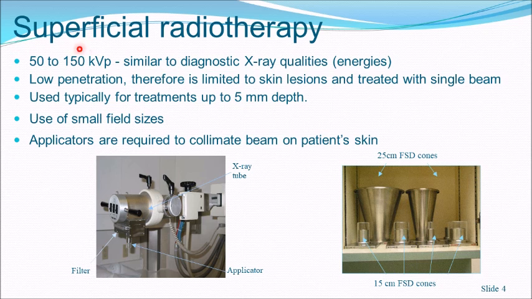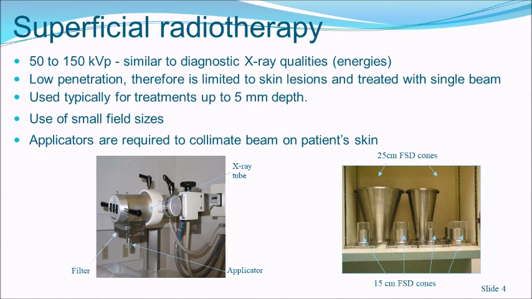As we saw in the previous slide, superficial radiotherapy uses diagnostic quality X-rays. These are very low energies, approximately 50 to 150 kVp. Because of this low energy, it has very low penetration. Therefore, it is used only for treatment of skin lesions, and treated with a single beam. The maximum depth you can treat with this energy is about 5 millimeter.